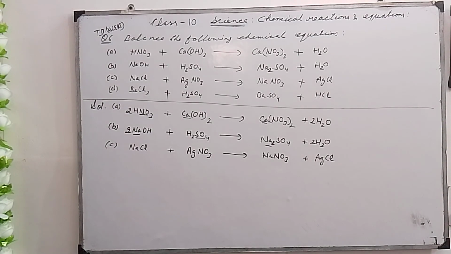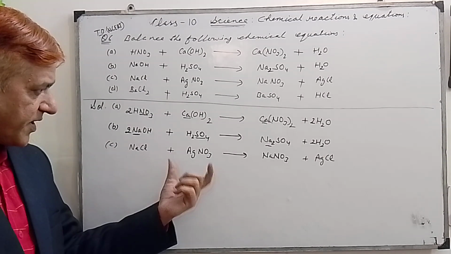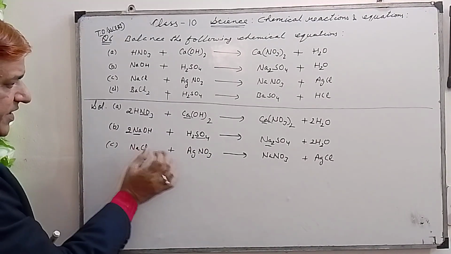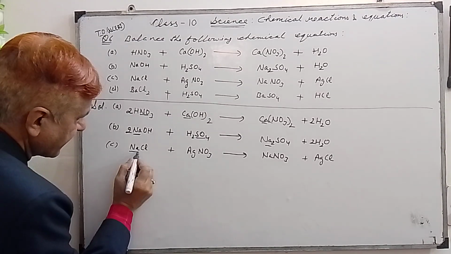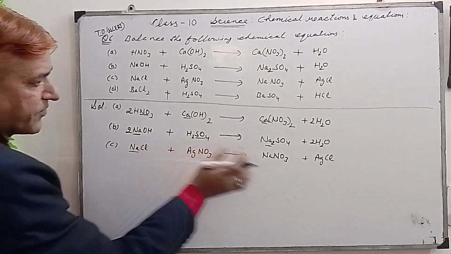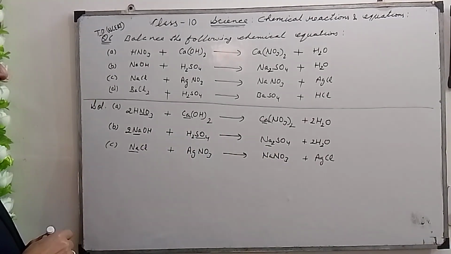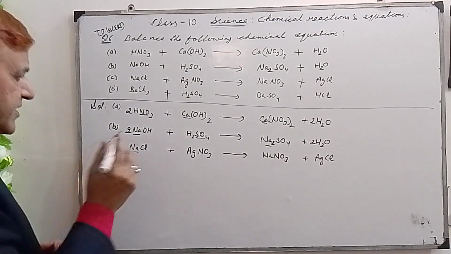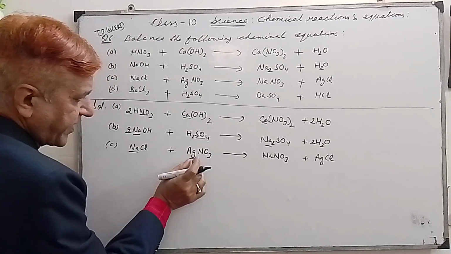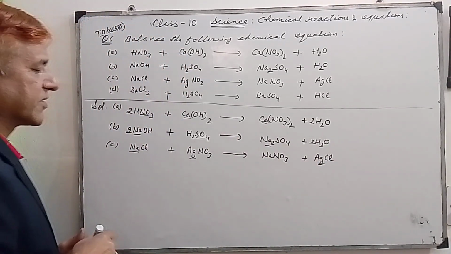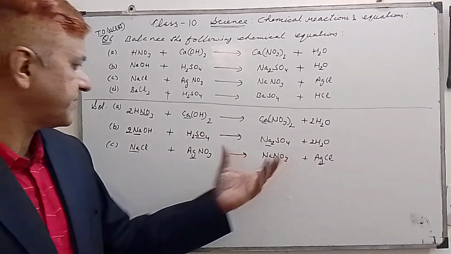Again, my dear students, first of all we will balance metal atoms. So let's balance sodium. There are 2 metal atoms, silver and sodium. So 1 atom of sodium in reactants, and 1 atom of sodium in products. So sodium is balanced. Then silver, 1 atom of silver in reactants and 1 atom of silver in products also. So silver is also balanced.